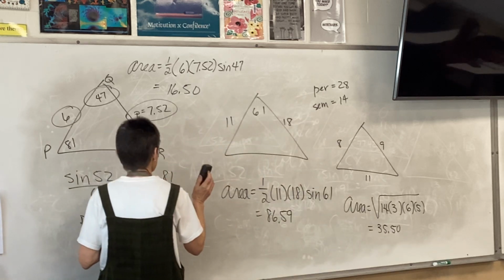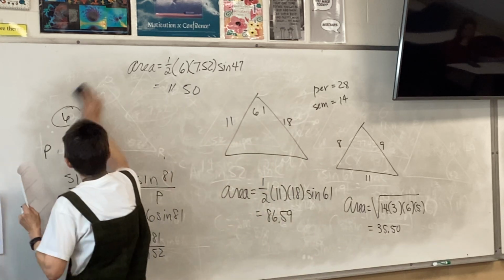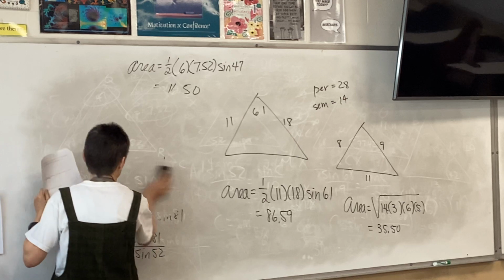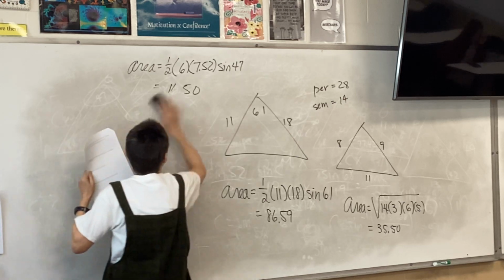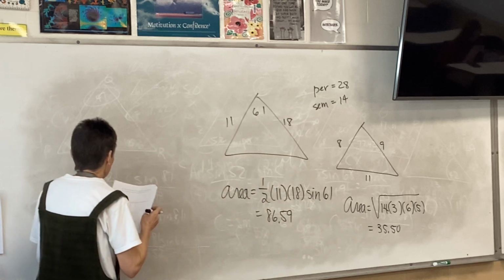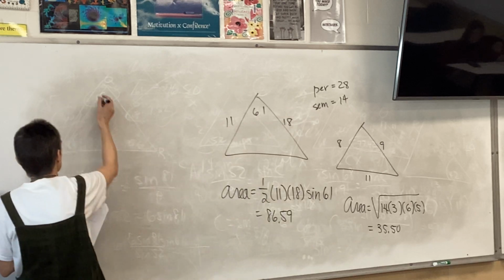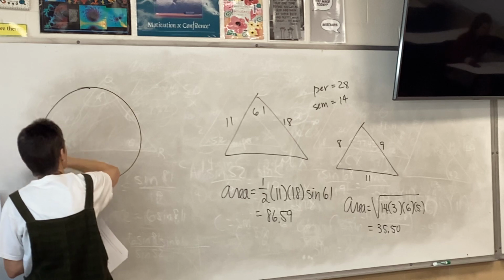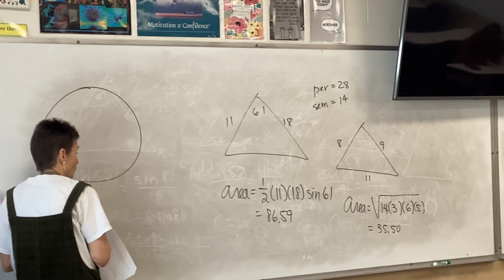On your test, you'll only have 3 word problems, not 4. Okay, but there's 4 here for practice. Find the area of a regular octagon inscribed in a circle.